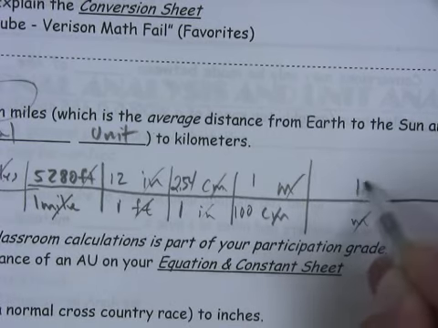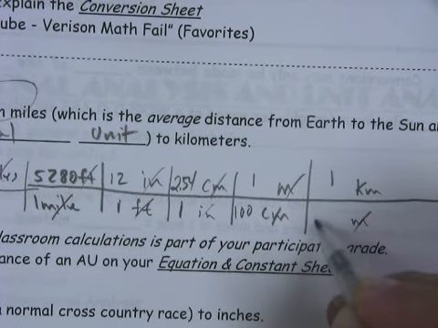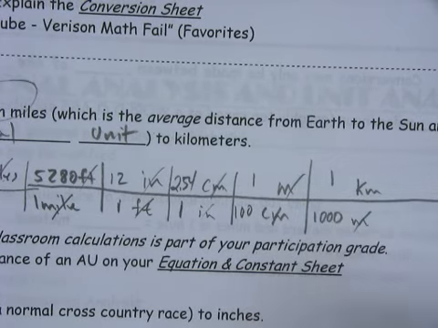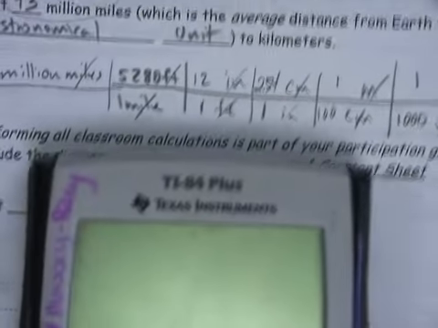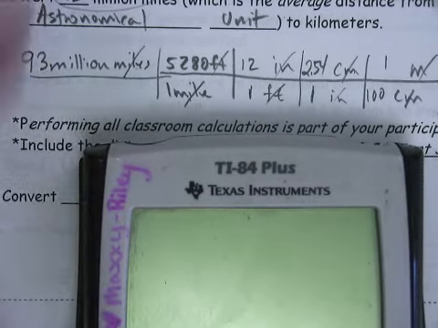I want to be able to cancel it out and put kilometers on top. So there's a kilometer and then meters. And there we are. So the first task is just to be able to set it up. And once I set it up, then I can multiply it together. So I'm going to try to actually do this on my calculator.